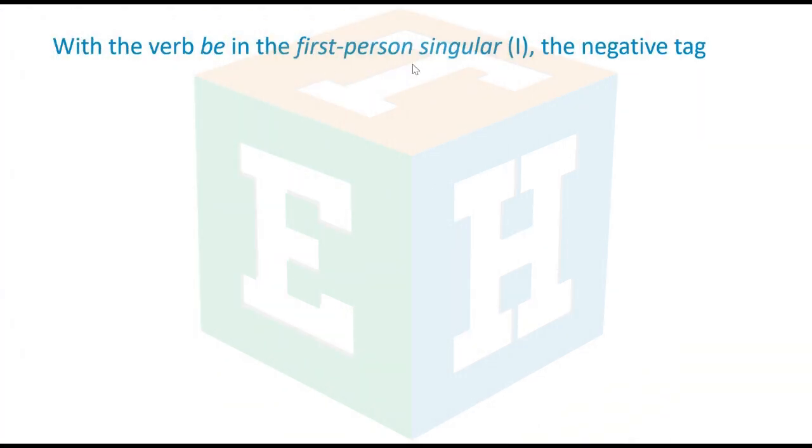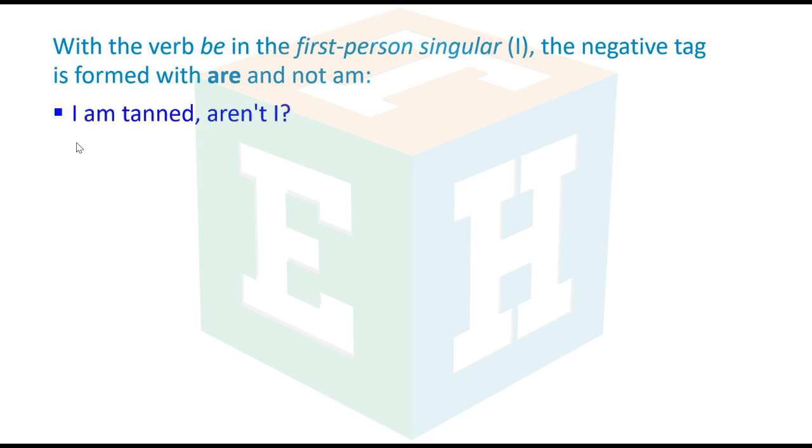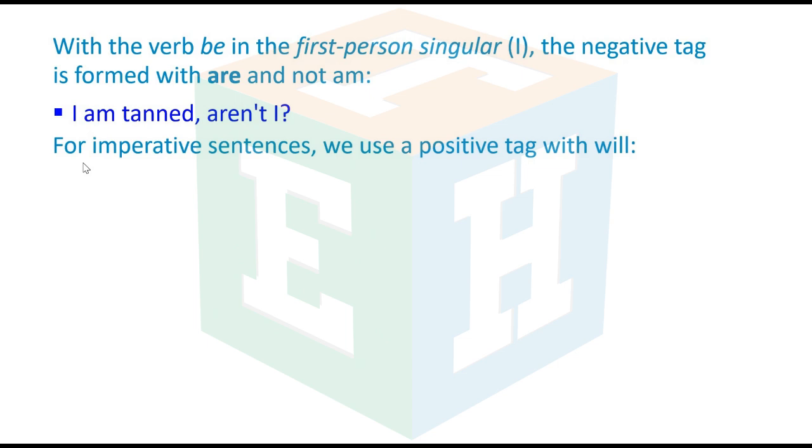With the verb be in the first person singular, the negative tag is formed with are and not am. I am tanned, aren't I?